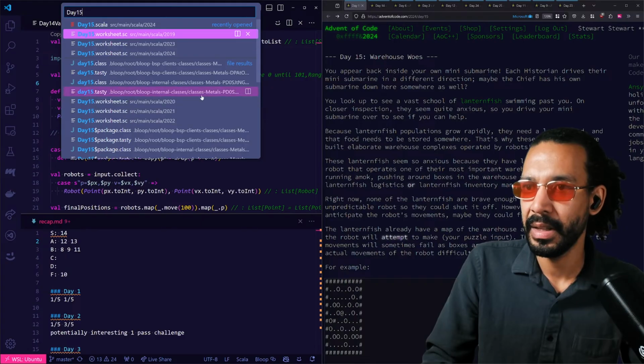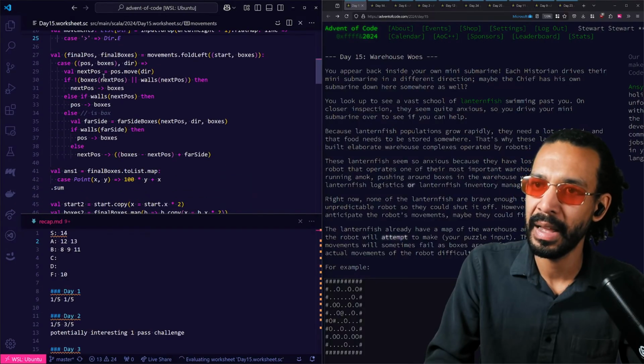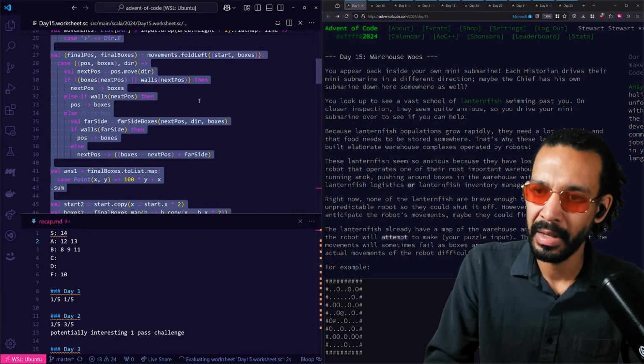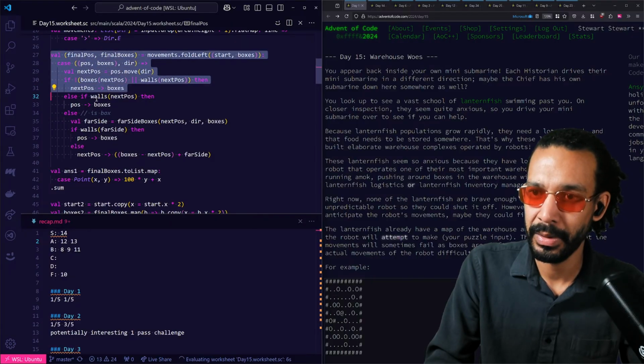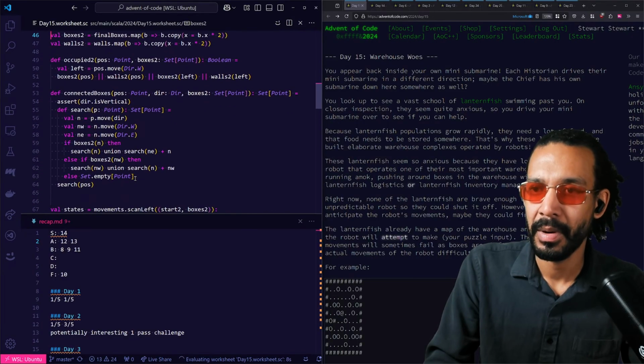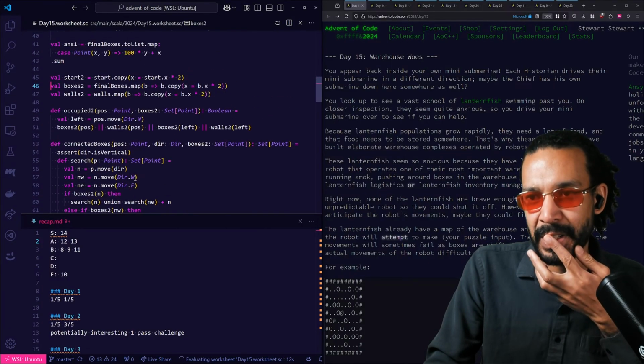So day 15, Warehouse Woes. What was this? Boxes and walls. Oh, yeah. I was so buggy on this for the longest time. Okay, so part one, I think I breezed through. That was pretty easy. Part two, I had namespace collisions.